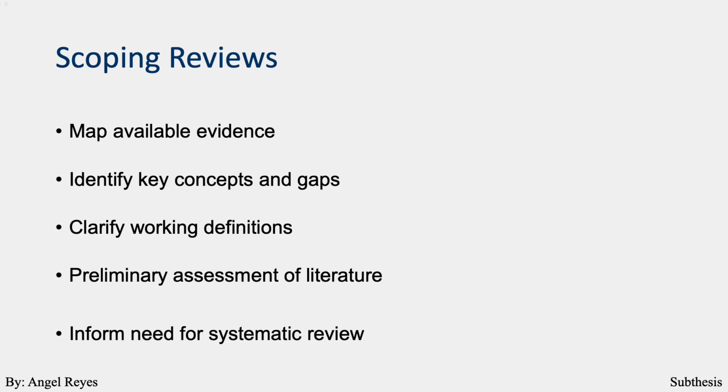Importantly, scoping reviews often inform whether a full systematic review is needed and feasible. This approach is particularly useful in emerging research areas or those with complex, diverse literature bases. The methodology for scoping reviews has become increasingly formalized with frameworks like JBI or PRISMA-ScR providing structured guidance.